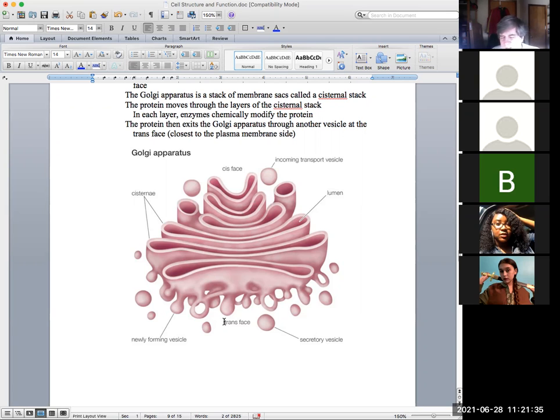And the trans face is the side closest to the plasma membrane, closest to the outside of the cell. And whenever we get done with all the modifications, it might be in this last layer, but it might be before that, a little droplet of fat pinches off again. So this is another phospholipid-surrounded vesicle. The vesicles coming into the Golgi apparatus are called transport vesicles. The vesicles leaving are usually called secretory vesicles. So these vesicles carry things to the plasma membrane to take out of the cell.